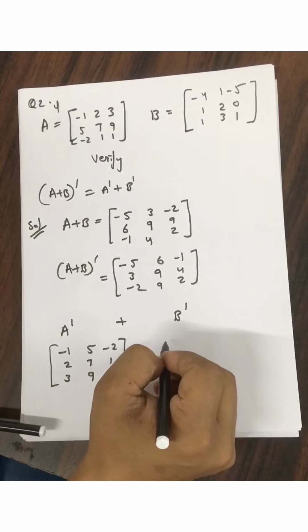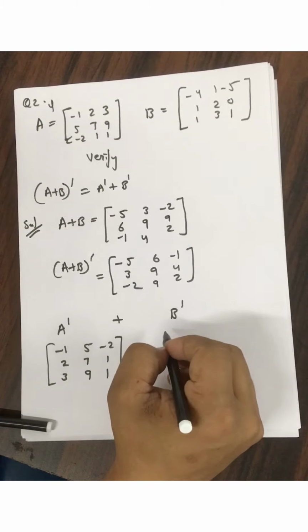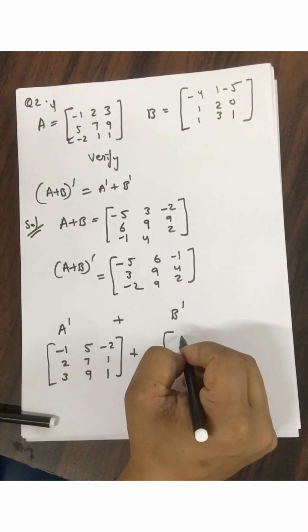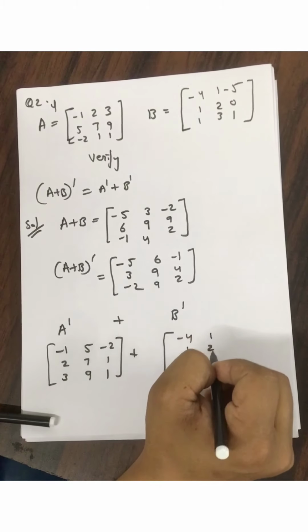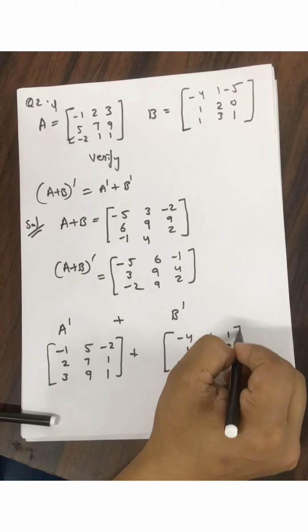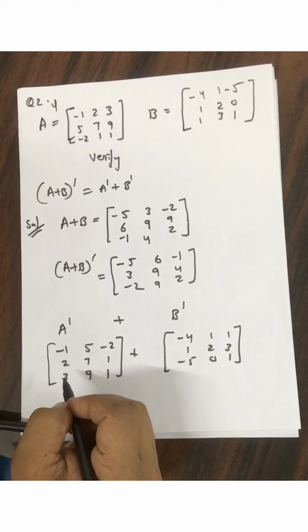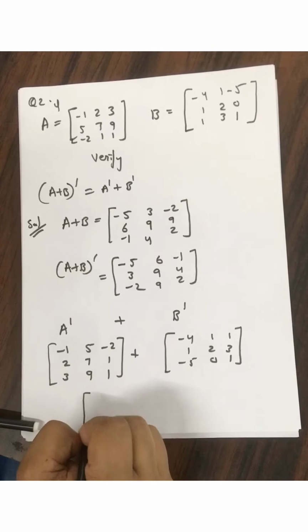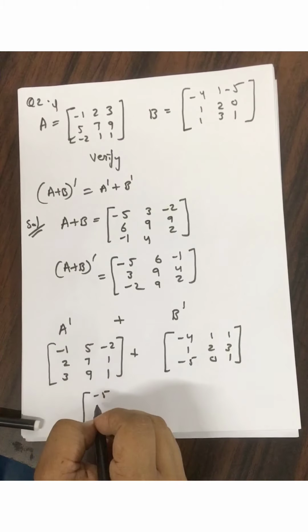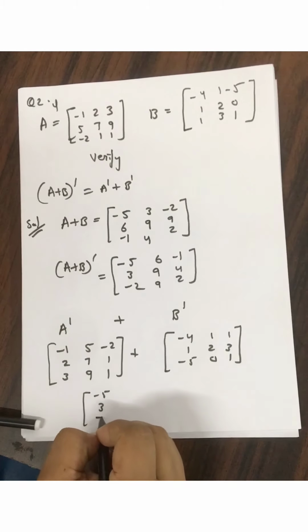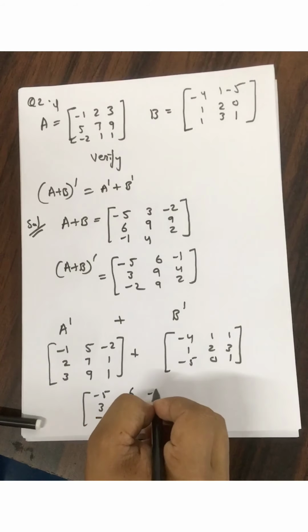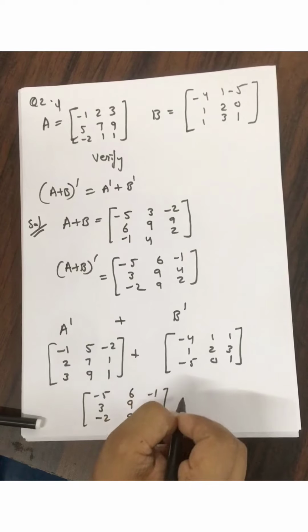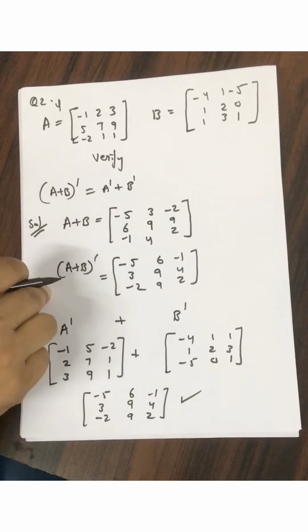We add up to the B that we have, which is minus 4, 1, minus 5 transpose. 1, 2, 0, 1, 3, 1. So when we add, what do we get? We get minus 5 and then with 3, next is minus 2, then 6, 9, 9, minus 1, 4, 2. Yes, got it, that's correct. Got it? Let's move on to the next one.